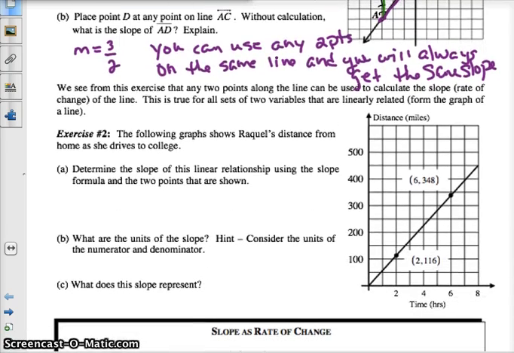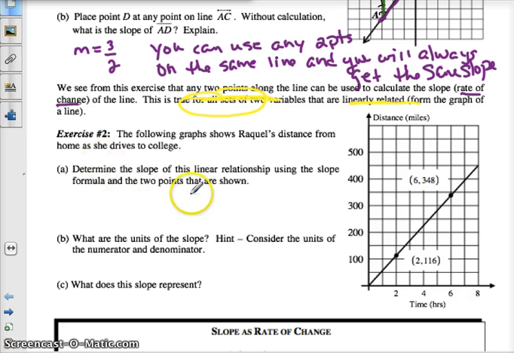Okay, so we can see from this exercise that any 2 points along the line can be used to calculate the slope or the rate of change of the line. This is true for all sets of 2 variables that are linearly related. And that just means forms a graph of a line. So this is really important, true for any 2 sets. Oh, that's supposed to be a highlighter. Just highlight that section. Okay.